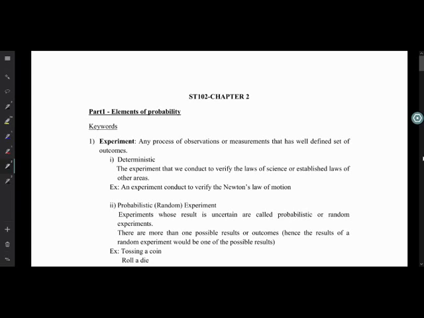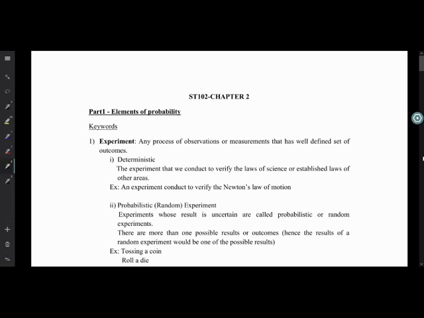There are two different types of experiments, the deterministic and probabilistic. The experiments that we conduct inside laboratories to verify the laws of science or establish laws of other areas are called deterministic. For example, an experiment that we conduct to verify Newton's law of motion is a deterministic experiment. In deterministic experiments, we already know the outcome of the experiment, but we conduct it to verify a certain law.